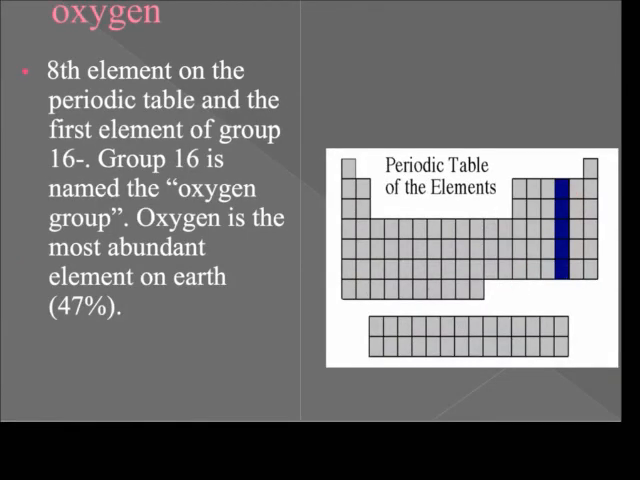Oxygen is another important element that you should remember. It is the 8th element on the periodic table, and it is the first element in group 16. The entire group 16 is called the oxygen group after oxygen. Oxygen is the most abundant element on Earth. In fact, it makes up 47% of the entire Earth.